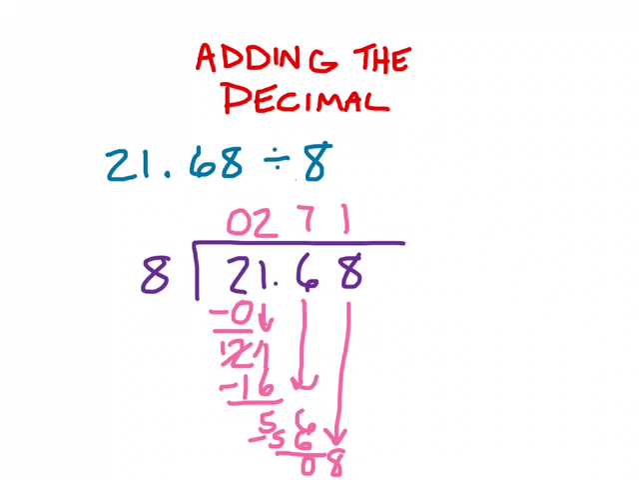I end up with 271, and again, I just have to bring that decimal straight up. I had 2 decimal places in my problem. I will have 2 decimal places in my answer. And that really, really is all there is to it. So hopefully that feels pretty manageable.